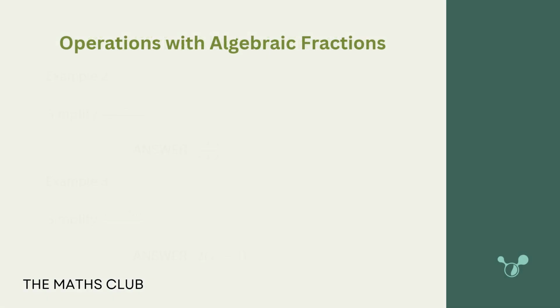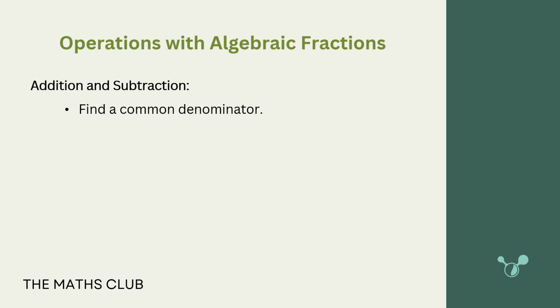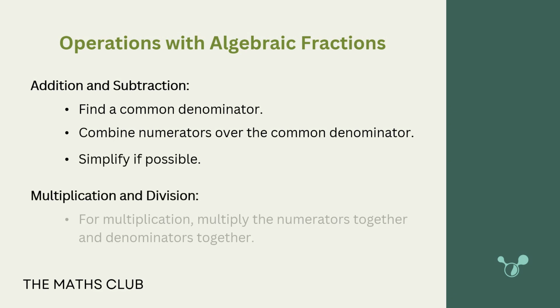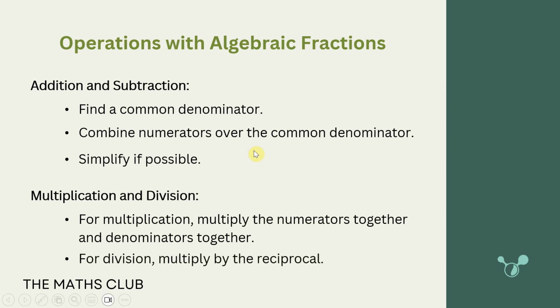Great. Now that we're done with simplifying algebraic fractions, we're now going to look at operations that involve algebraic fractions. What kind of operations are we looking at? Addition, subtraction, division, multiplication. So for addition and subtraction, first thing is that we need to find the common denominator. Then we combine the numerators over that common denominator, just like you do when you're dealing with normal fractions. And then you simplify if it is possible. For multiplication and division, for multiplication, you multiply the numerators together and the denominators together, as if you're multiplying two normal fractions. And then for division, you multiply by the reciprocal of the second fraction.